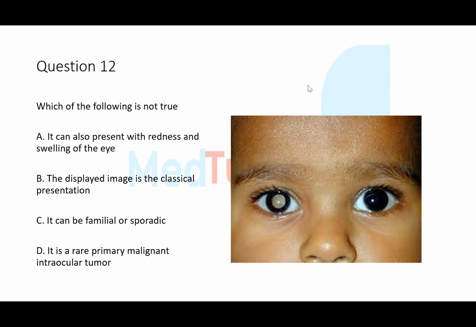While the sporadic will just occur regardless of the family history of such patients. It's a rare primary malignant intraocular tumor. Well, it's not very rare like that. In fact, presently it appears to be the commonest childhood cancer that we see around, but it's an intraocular tumor. It could, however, involve the extraocular muscles and the like. It becomes orbital. So, but it's primarily intraocular, but not rare as it seems to be. So, next slide.